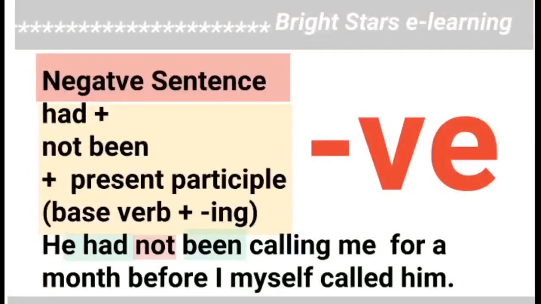A negative sentence just consists of the word "not". You can see we insert "not" between "had" and "been". Between the first helping verb and the second helping verb we insert "not". Then as usual the present participle, that is the base verb plus ing form. So here you can see how we have introduced "not" between the first helping verb and the second helping verb. This is very, very important.